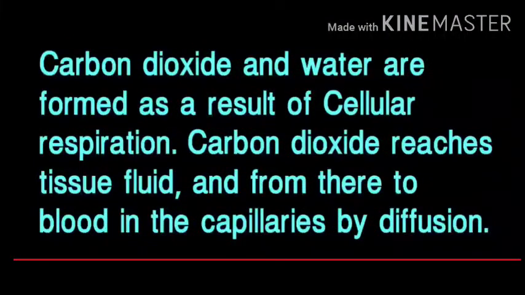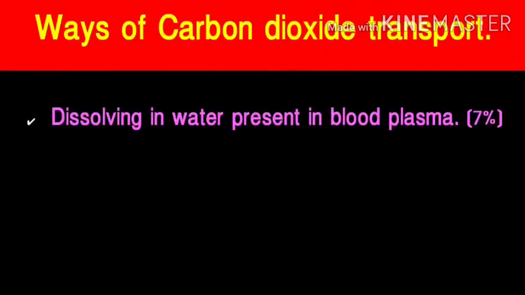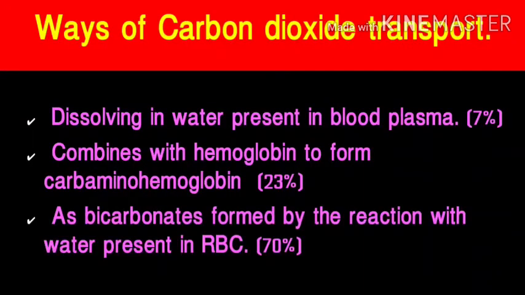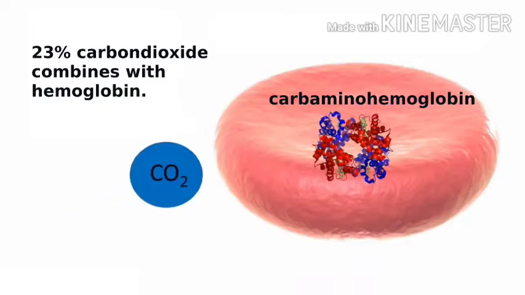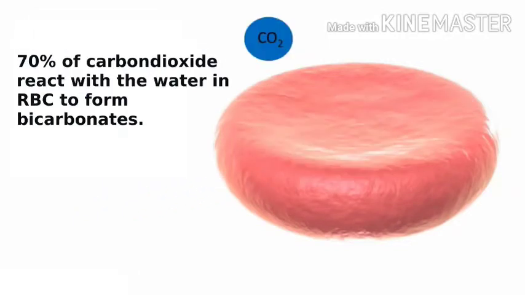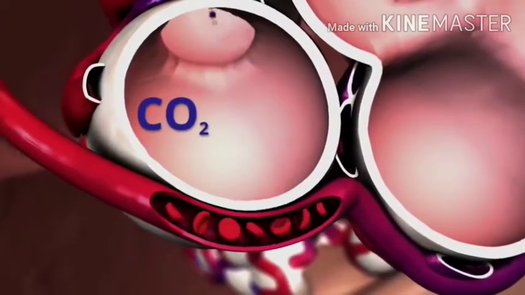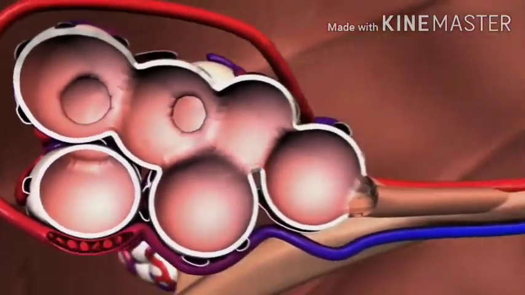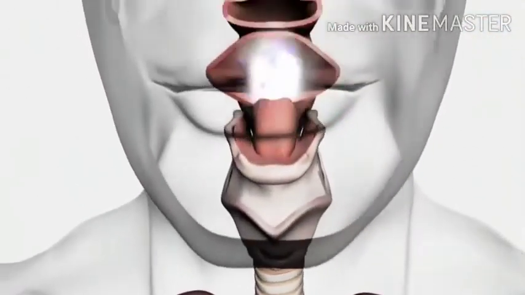I repeat, carbon dioxide and water are formed as a result of cellular respiration. Through tissue fluid exchange, carbon dioxide is exchanged between cells and blood capillaries. The three ways of carbon dioxide transport are 7% of carbon dioxide dissolved in blood plasma, 23% of carbon dioxide combines with hemoglobin to form carbaminohemoglobin, and 70% gets dissolved in water in RBC to form bicarbonates. Inside the lungs, carbaminohemoglobin and bicarbonates break down and carbon dioxide is released out.